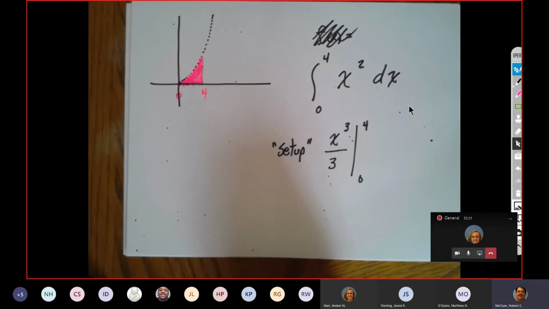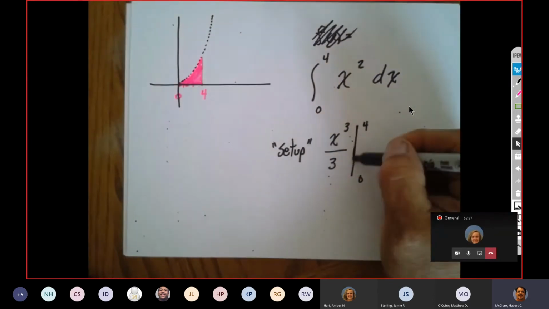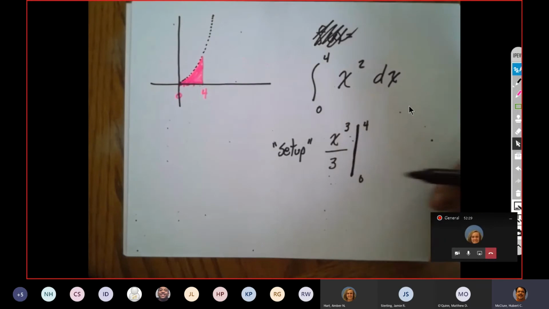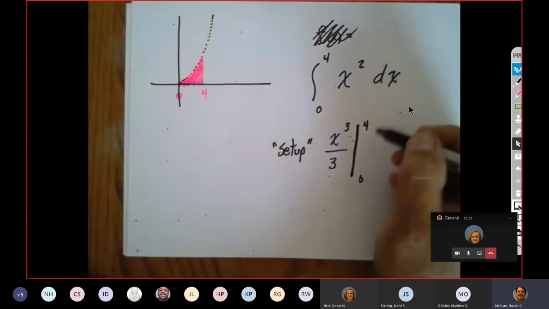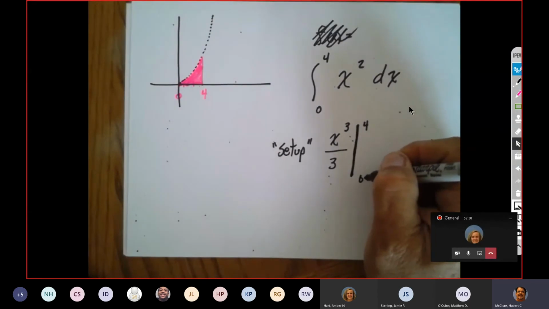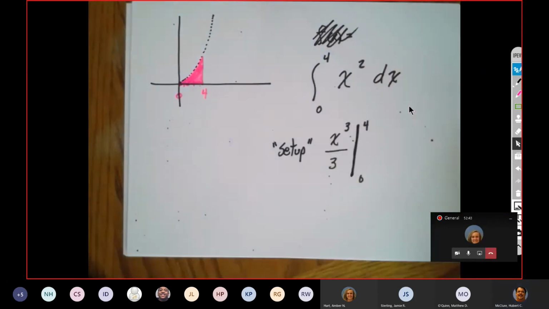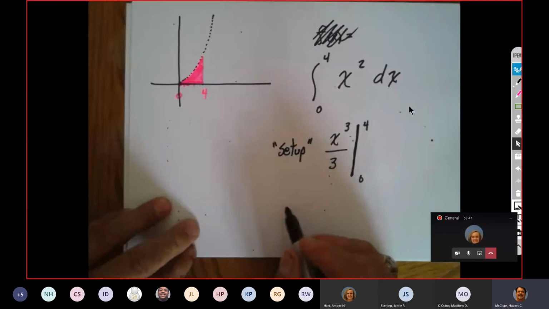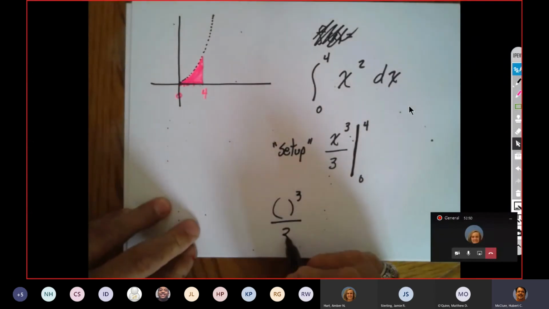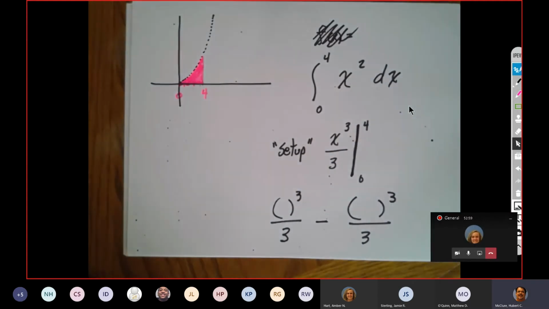Okay, so that's our actual function. This line right here means evaluate, and I'm going to subtract. I'm going to plug in 0, and I'm going to plug in 4, and I'm going to subtract the 0 term from the 4 term. So I'm going to rewrite this and do parentheses cubed over 3 minus parentheses cubed over 3. And the question is always asked, do you always subtract? And the answer is yes.